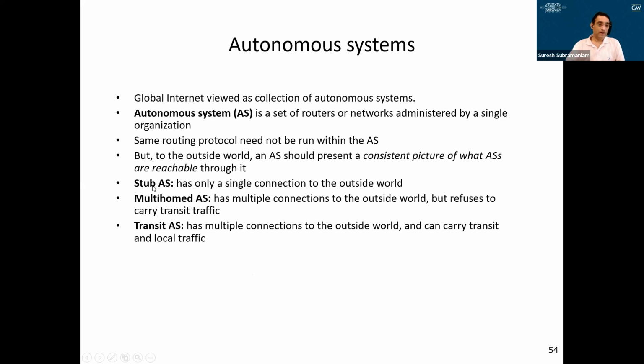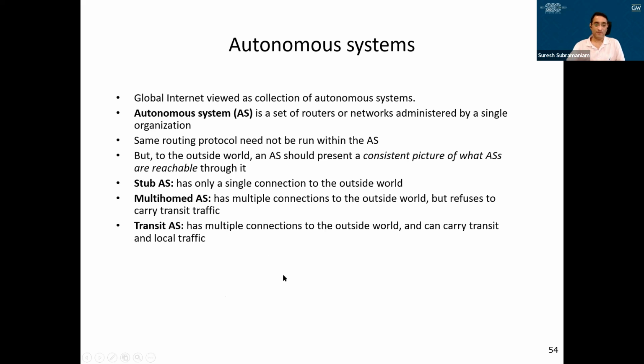So there are three types of autonomous systems. Most autonomous systems are what are called stub autonomous systems. A stub autonomous system has a single connection to the outside world, which means that you are connected to the external internet through maybe one gateway router. So that would be a stub autonomous system.